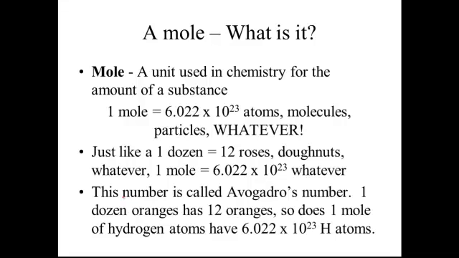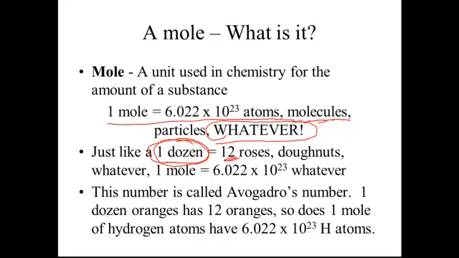Okay, so a mole. Here's our same definition from before. A mole is basically just a number. A mole is actually equal to 6.022 times 10 to the 23rd whatever. I want you to think about it like we use the word a dozen. We know that 1 dozen is equal to 12. 12 what? Well, it could be 12 roses. It could be 12 donuts. It could be 12 of anything. But what we use instead is the word a dozen.